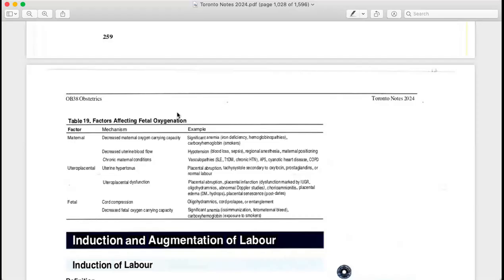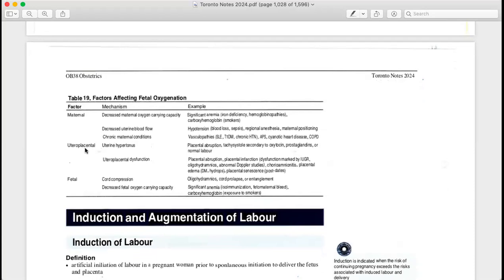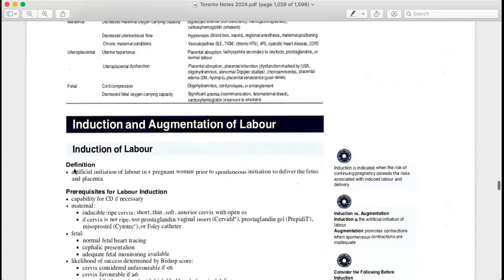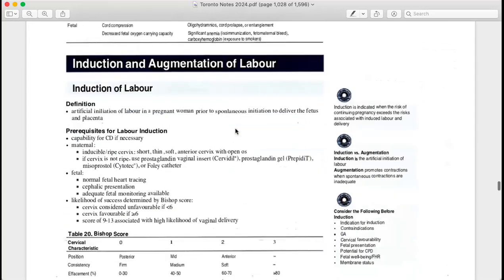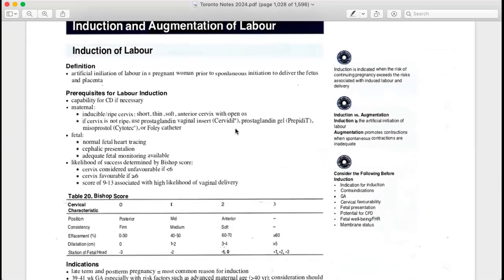Coming to the factors affecting fetal oxygenation, uteroplacental circulation is very important because it links the mother and the fetus. If anything is affected, it could compromise both of them. Now coming to the induction and augmentation of labor. When are you going to do that? The Bishop score is important.